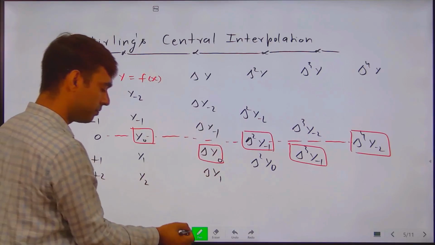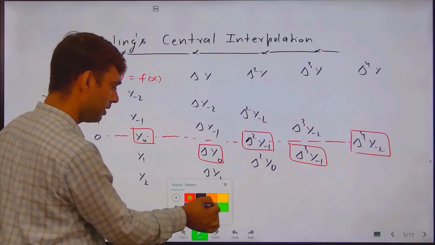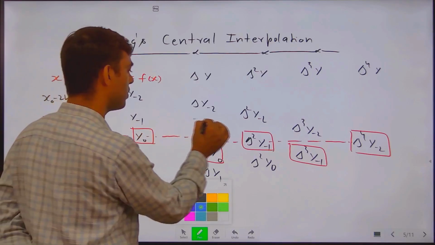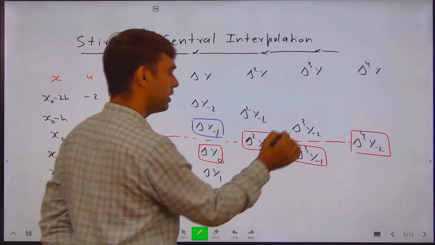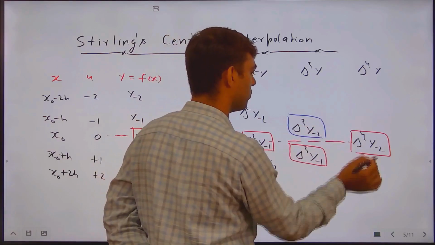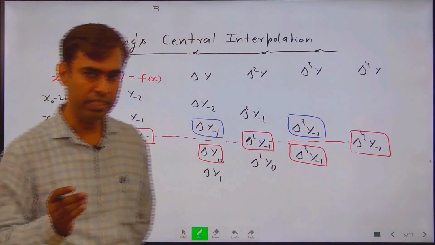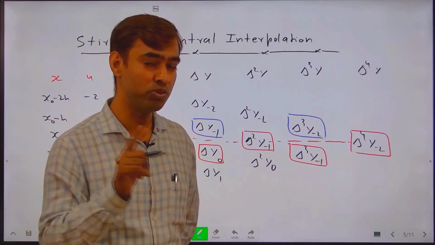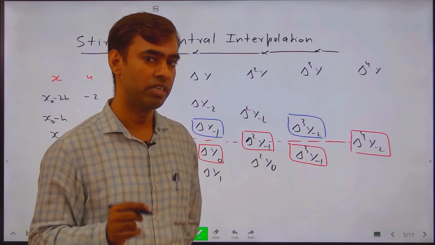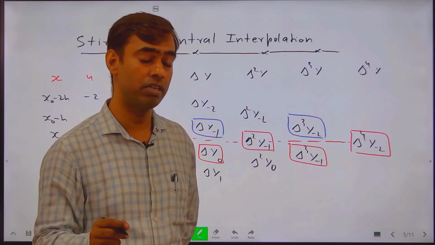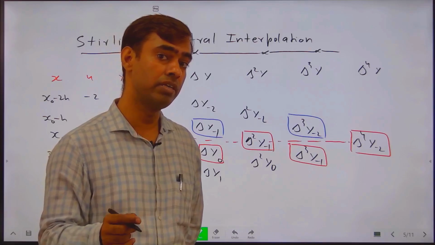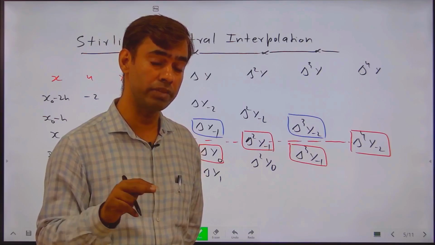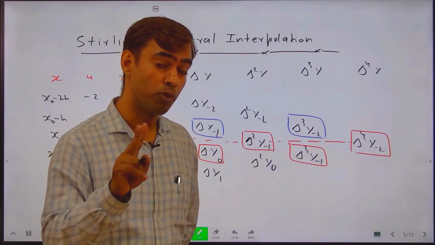Similarly, if we use the Gauss backward, then we use the central value and the previous to the central value. Means, if there is an odd term, then we use the central value. But if there is an even term, then we use one term of the central values. In Gauss forward, the next value, and in Gauss backward, the previous value. Means, we are not using both central values.